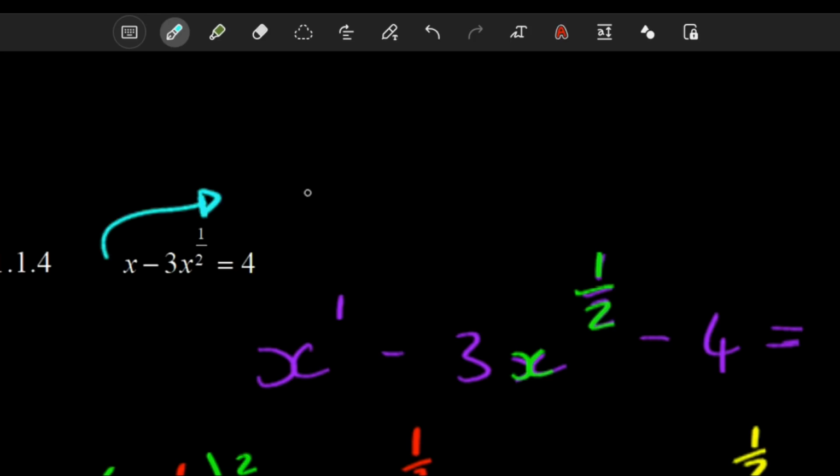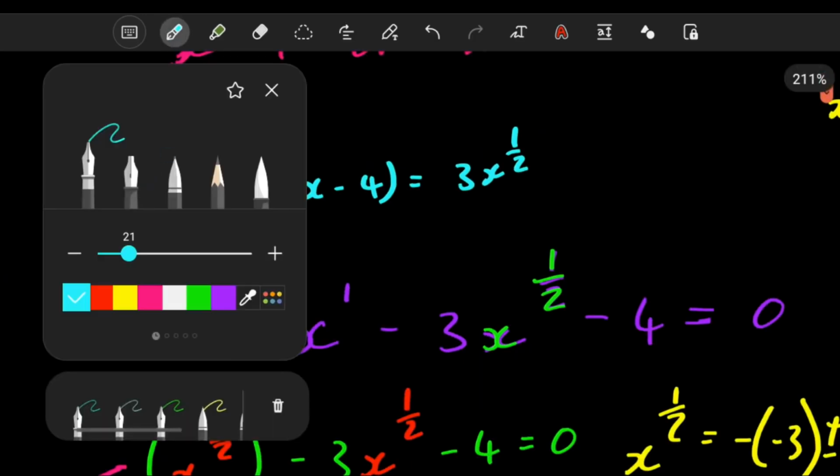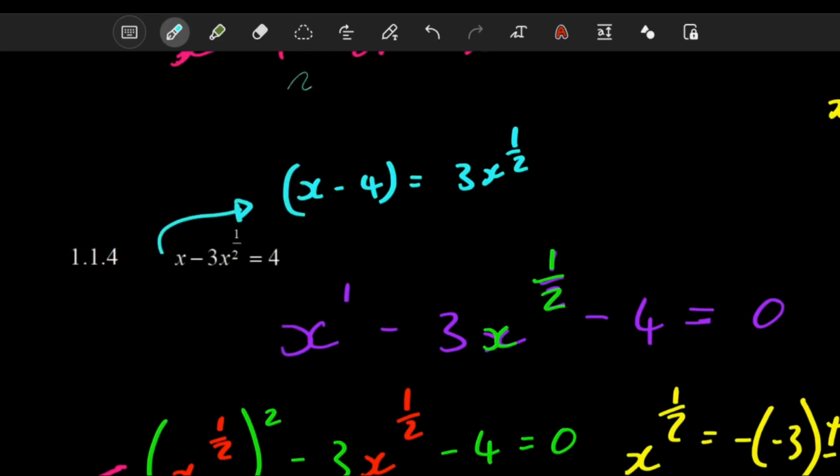This, you can take it over to the other side. This, you can bring it over. You could have had x minus 4 here, and then this would have been equal to 3 to the power of x, like that. And then, actually, let me make this smaller. I'm writing something that's too thick.